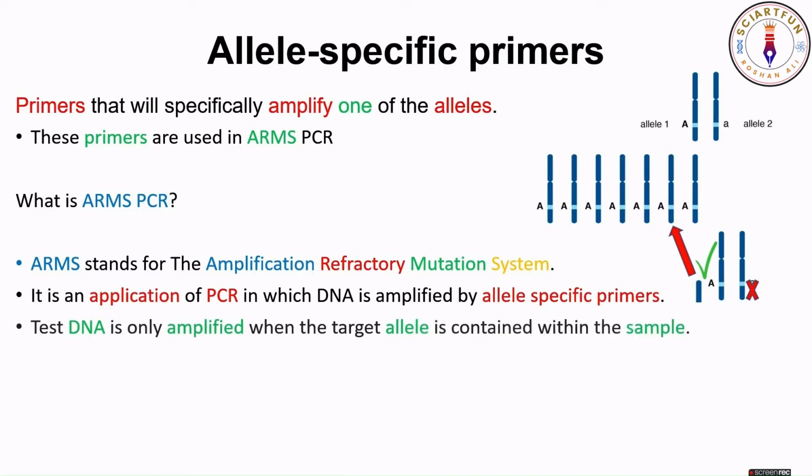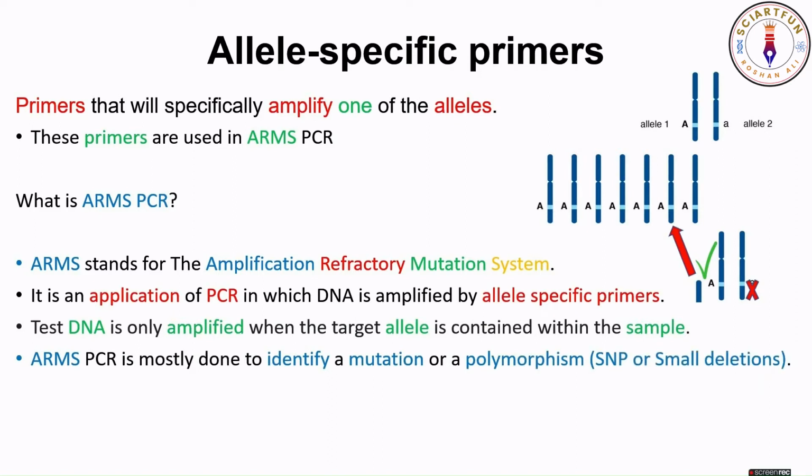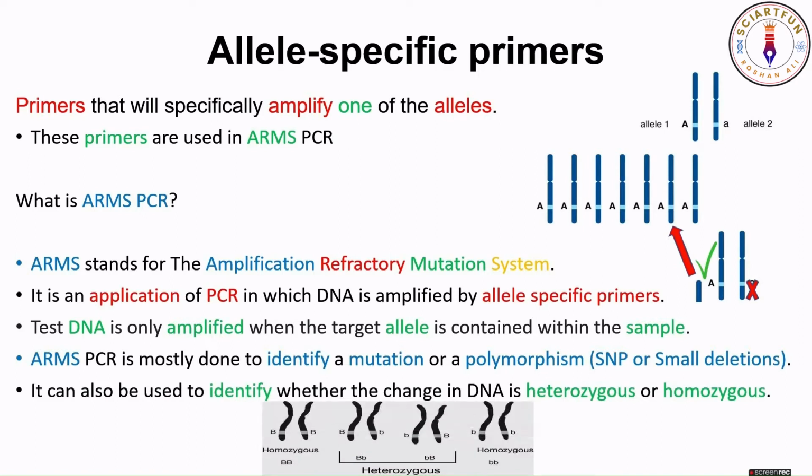Test DNA is only amplified when the target allele is contained within the sample. ARMS PCR is mostly done to identify a mutation or a polymorphism. It can also be used to identify whether the change in DNA is heterozygous or homozygous.